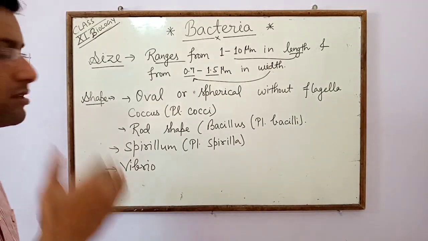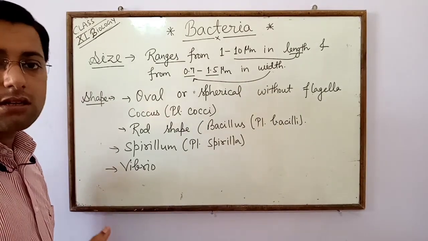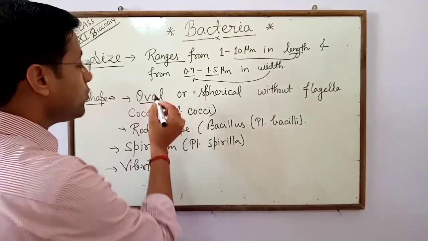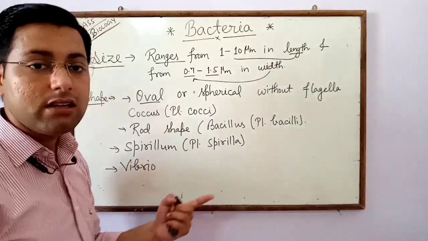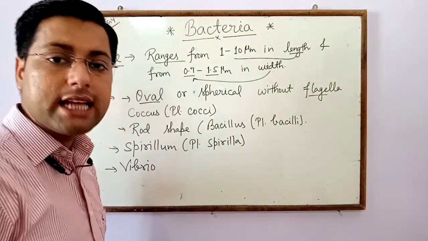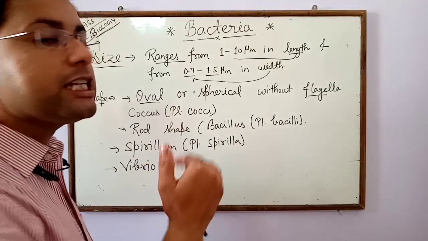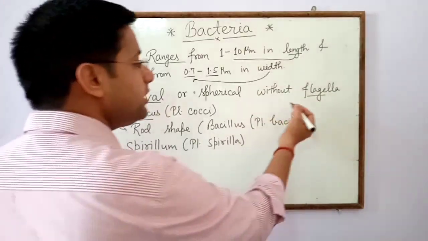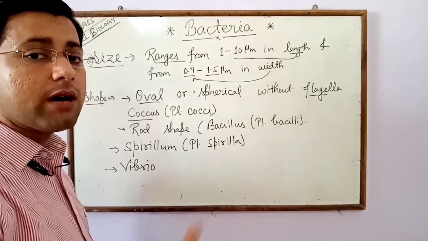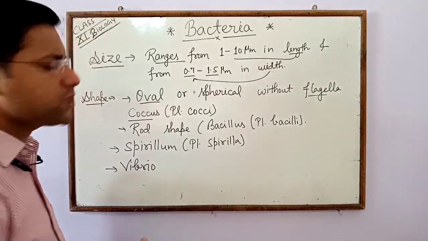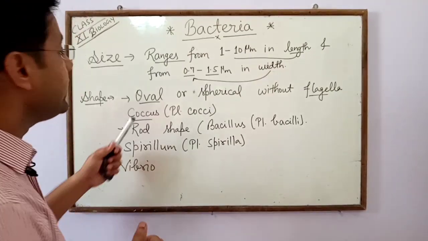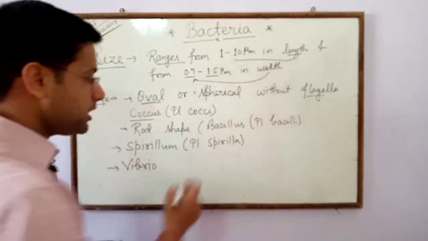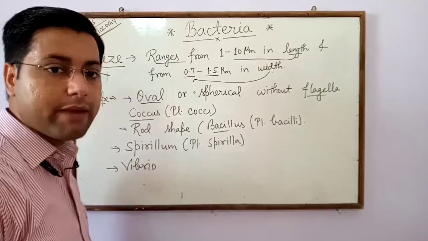In case of shape, some bacteria are oval or spherical. In oval or spherical shaped bacteria flagella is not present, and they are called coccus, plural cocci. Due to the absence of flagella they cannot move from one place to another, meaning locomotion does not occur in spherical or oval shaped bacteria. Some are rod shaped, which are called bacillus or bacilli.